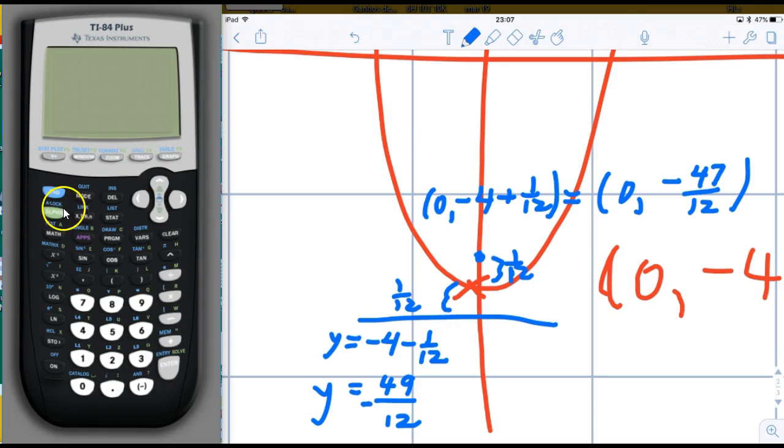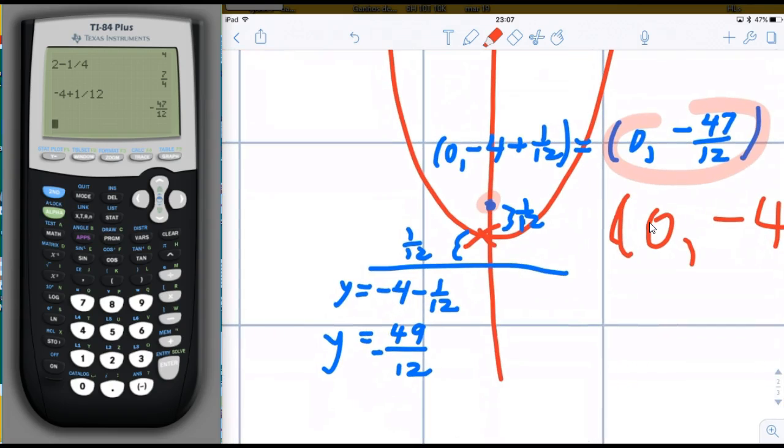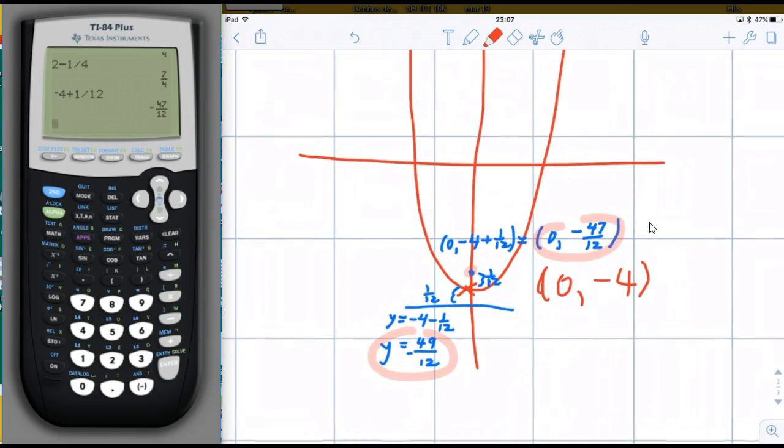Okay, I'm just going to confirm on my calculator here. I'm going to do negative 4 plus 1/12. And yeah, it shows me negative 47/12. Okay, so our focus is that, and our directrix has this equation here. Okay, so with that, I think you can do some IXLs for this.